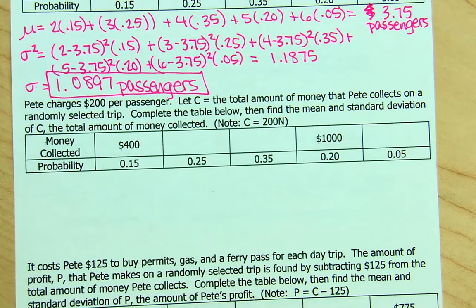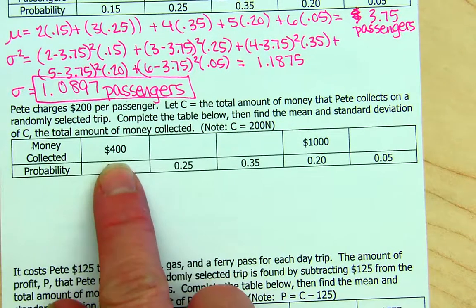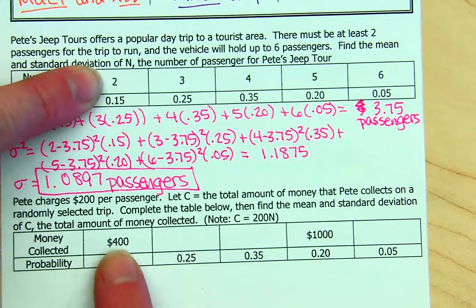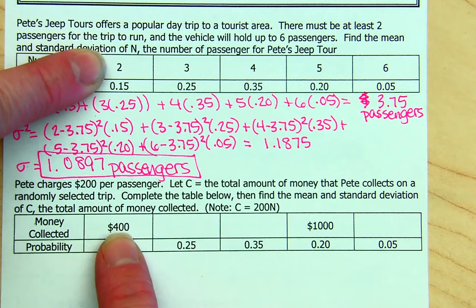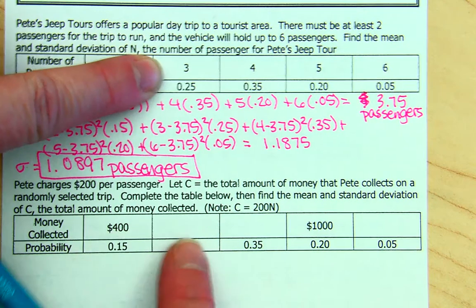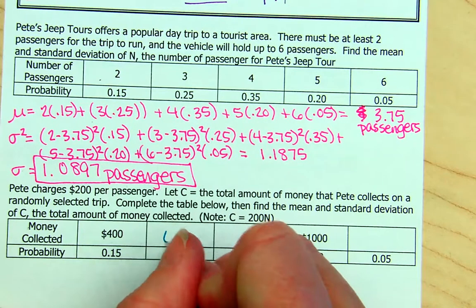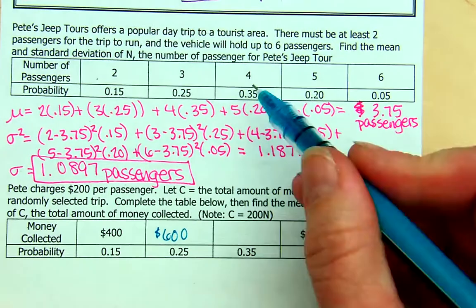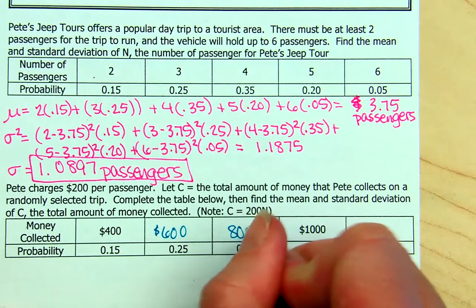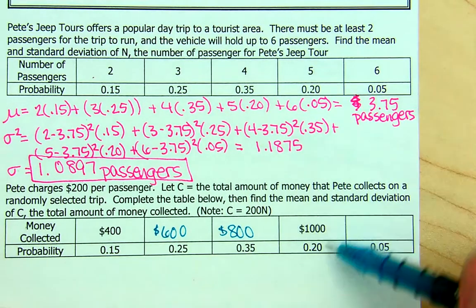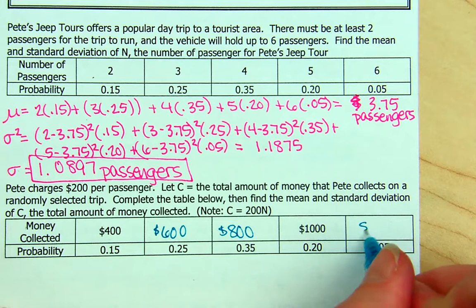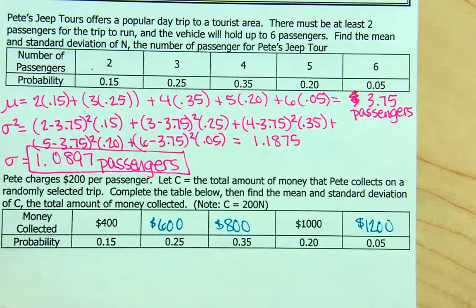The next part says that Pete charges $200 per passenger. We're going to let C equal the money collected for each randomly selected trip, and we're going to fill this in. So this first one is if there were 2 people on the trip, he had $400. That's $200 per person. If there were 3, it would be $600. 4 would be $800. 5 would be $1,000, and 6 would be $1,200.